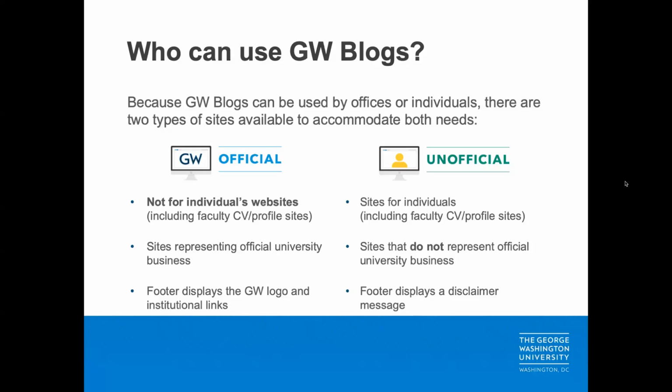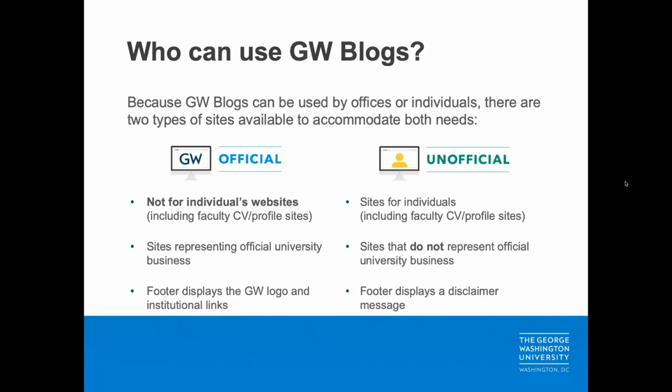So if a faculty member comes to us and says, I want to have a CV site and I want it to be official, we actually don't create an official blog site for that. You still go through the process of creating a personal website, and then we'll work with you on getting the appropriate branding in place. So again, the official blog sites are for sites representing official university business. So think a blog that's maybe attached to a department, something for a program. The lab sites, there are a number of lab sites for ECE that are related to the course and not to a specific faculty member. So that's one of those use cases where we create an official blog site for that.